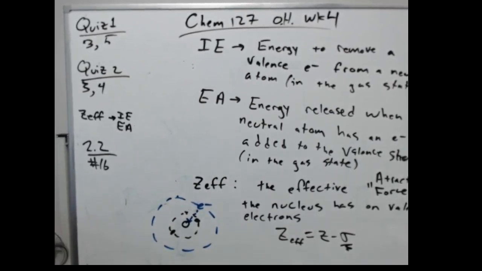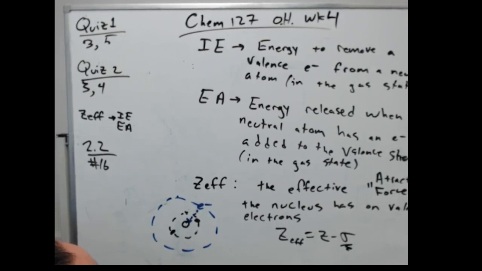I see the same thing with radius, right? Actually the radius is the opposite one. The more effective nuclear charge you have, the tighter things are held in, the smaller the radius becomes. So we have an inverse relationship there. We have a direct relationship between ionization energy and effective nuclear charge.